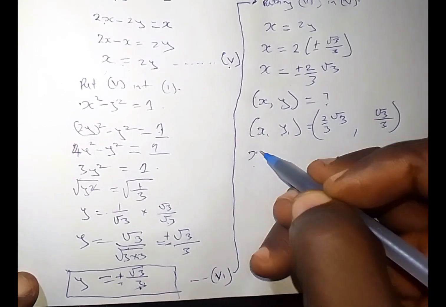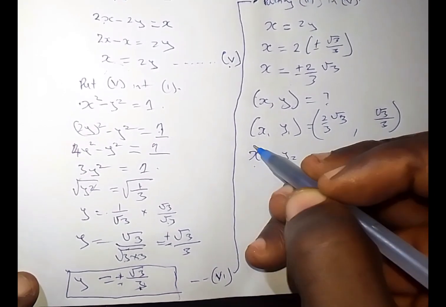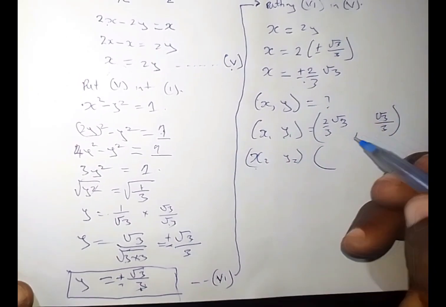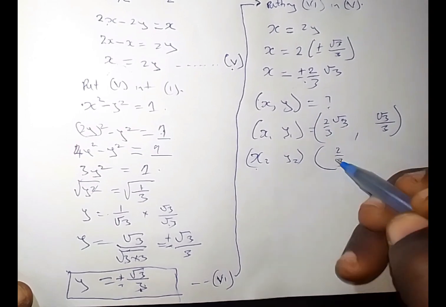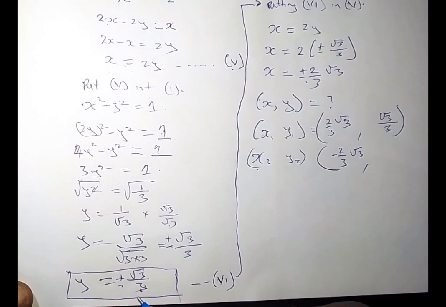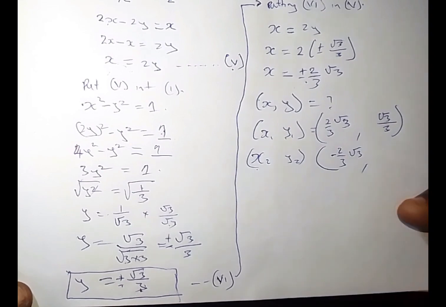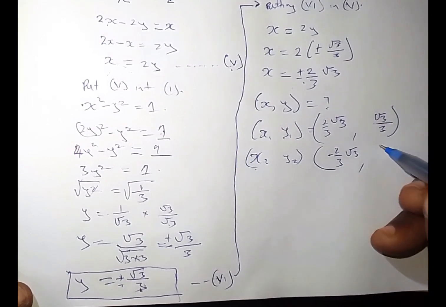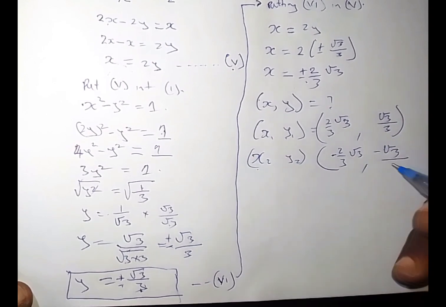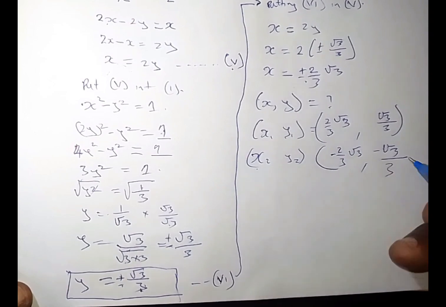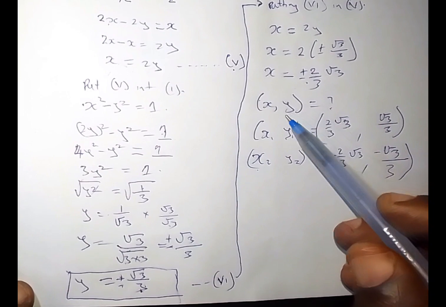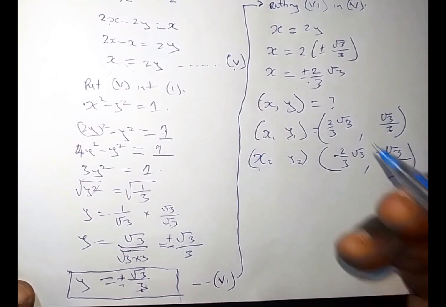So the second pair, let me say x2, y2. Then I will take the negative aspect of it, which is going to be minus 2 all over 3 square root of 3. Then for the y, take the negative side of it, which is going to be minus square root of 3 all over 3. So these are the pairs, these are the values of x and y.